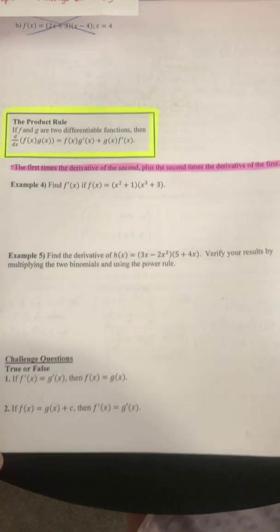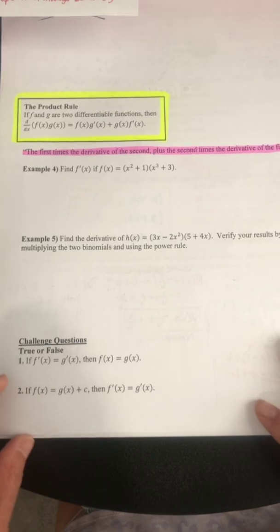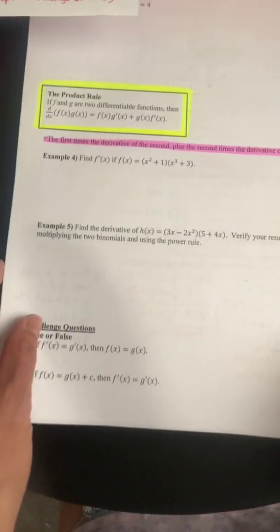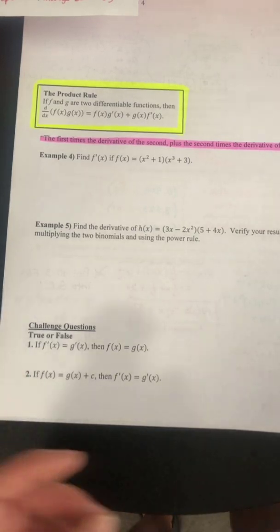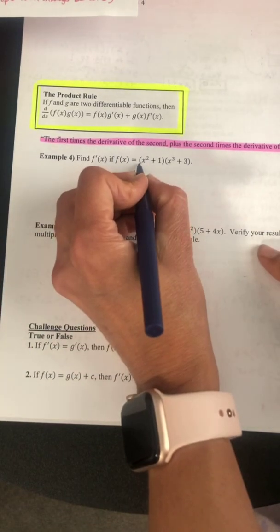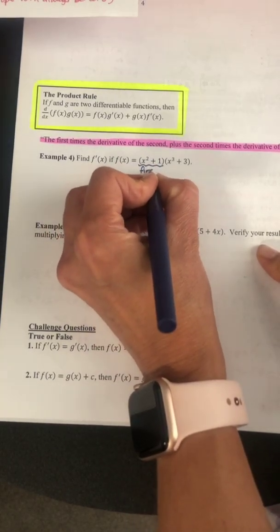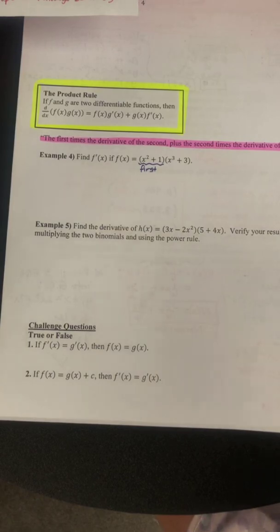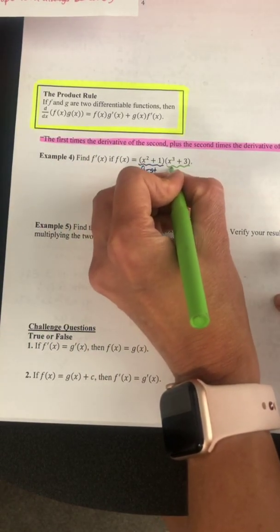And mathematicians had to find a lot of patterns where that kept happening in order to make a rule out of it. All right, example 4. Find f prime of x if f of x equals x squared plus 1 times x cubed plus 3. So what we have here is I have a function, x squared plus 1. We'll call this one our first function. And it's being multiplied with the second function, x cubed plus 3.